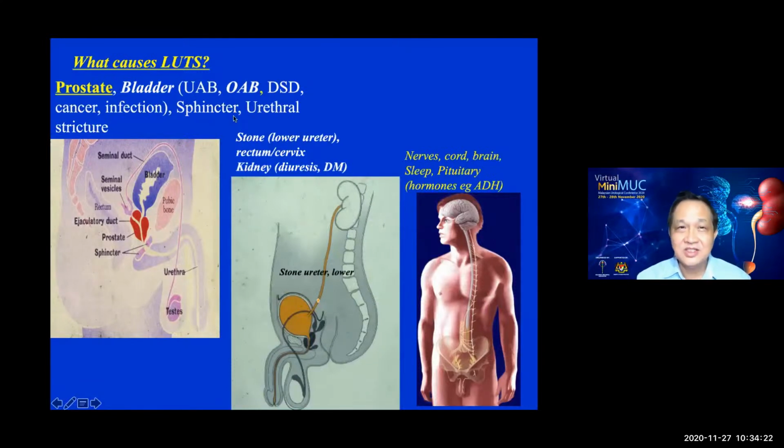We have the sphincter. We have a lot of urethral strictures in Malaysia still. And also we have a lot of stone disease, and the stone may not be in the bladder. The stone in the lower ureter can cause symptoms. I have missed it in the nephrologist's father when I was in GHK. The nephrologist's father had a stone in the ureter, and we thought he had a BPH.